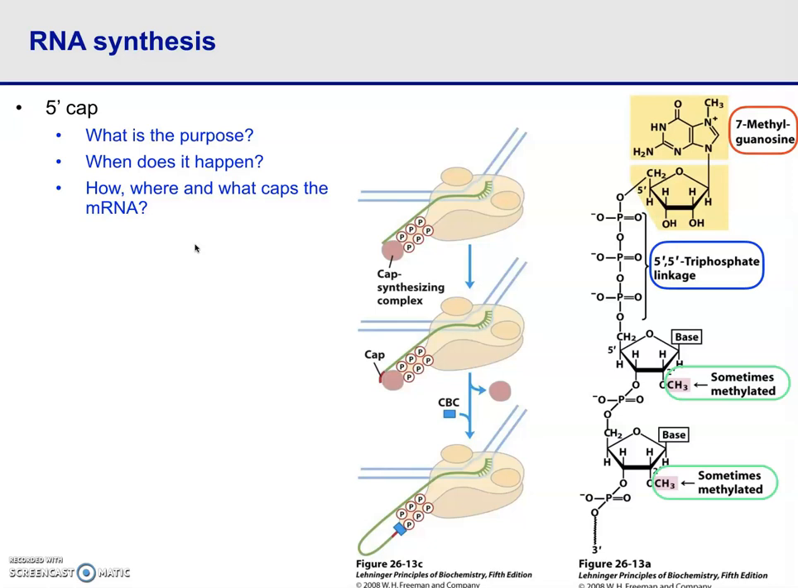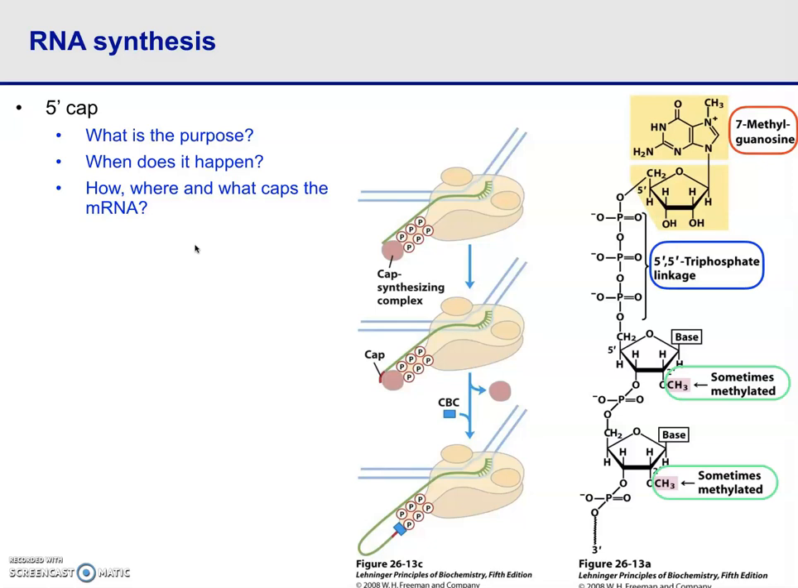What is the purpose of the 5' capping? It protects from degradation by ribonucleases and also acts as a recognition site for cap binding proteins during translation initiation. So that is the purpose of the 5' capping.